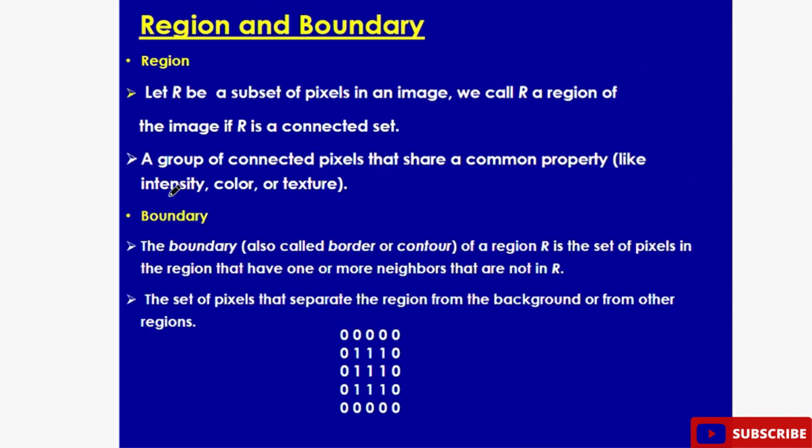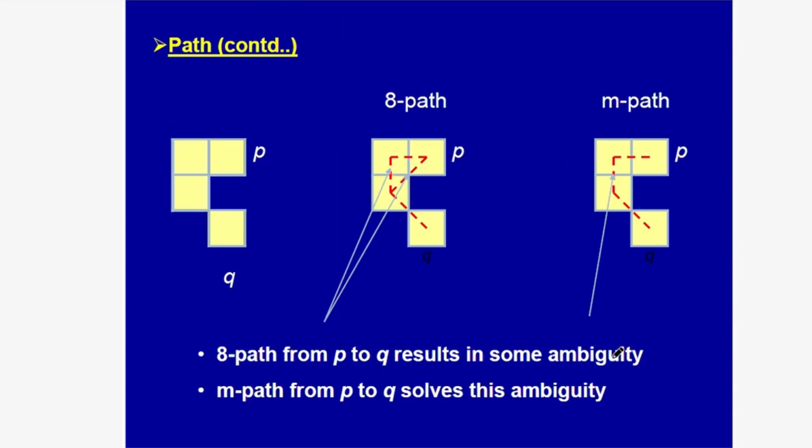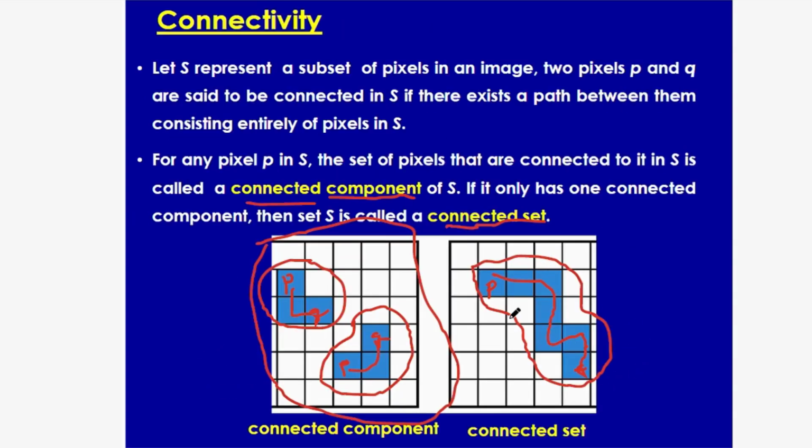Simply speaking, a group of connected pixels that share a common property like intensity, color or texture is called a region. Coming to the boundary, also called border or contour, of a region R is the set of pixels in the region that have one or more neighbors that are not in R. See this region, for this region, what is the boundary? This is the boundary.